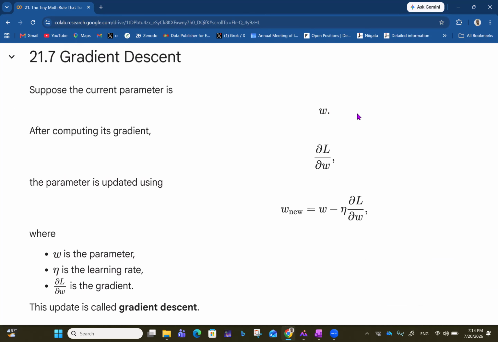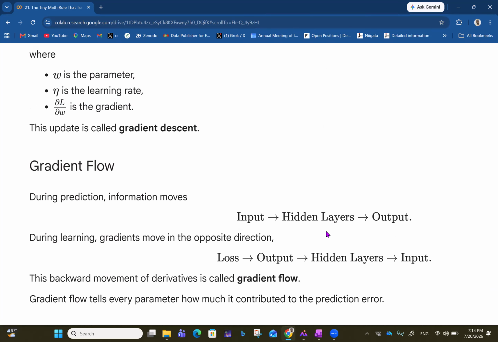Suppose the current parameter is W. After computing its gradients, you have dL dW, that's the loss function with respect to the parameter. Then the parameter is updated using new W equals old W minus the learning rate eta multiplied by the gradient dL dW, where W is the parameter, eta is the learning rate, and dL dW is the gradient. This update is called gradient descent. And then we talk about the gradient flow.